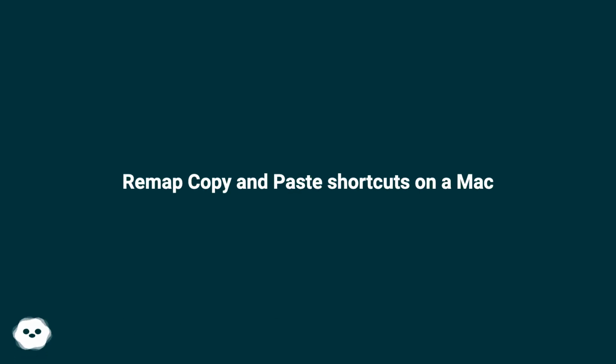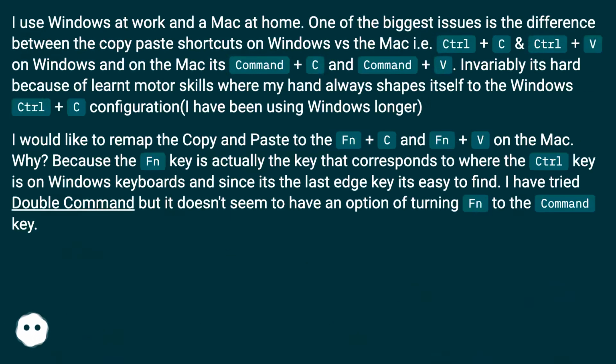Remap Copy and Paste shortcuts on a Mac. I use Windows at work and a Mac at home. One of the biggest issues is the difference between the copy-paste shortcuts on Windows versus the Mac, i.e. Ctrl+C and Ctrl+V on Windows, and on the Mac it's Command+C and Command+V.